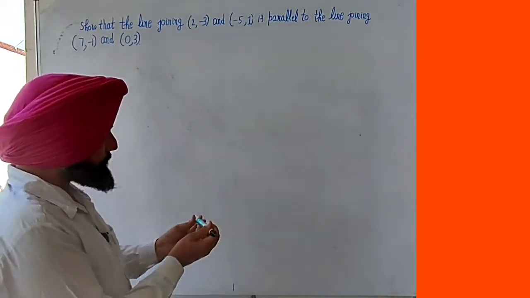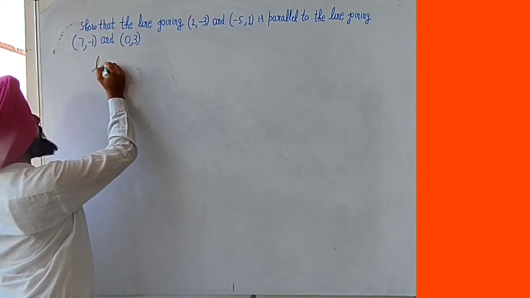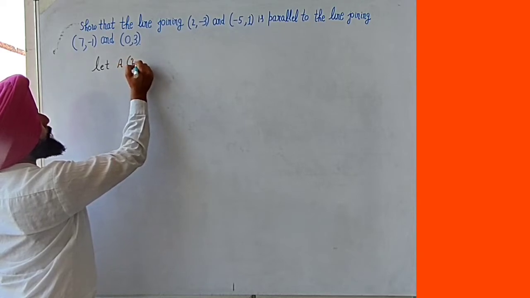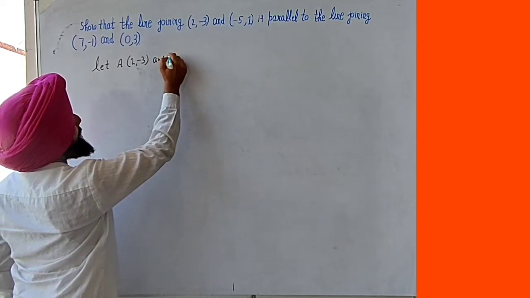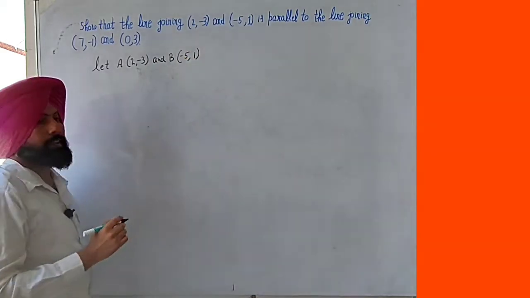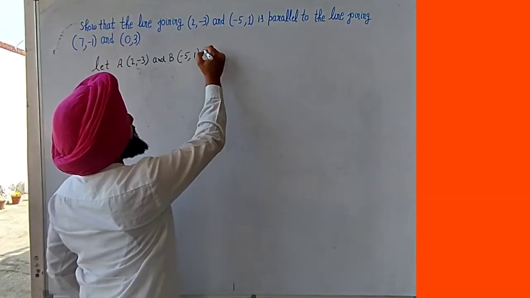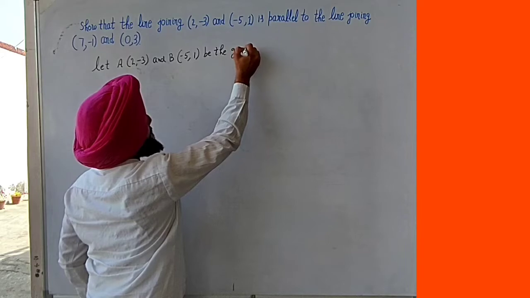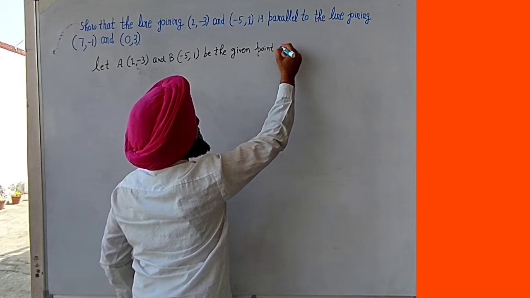Now let A (2, -3) and B (-5, 1) be the given points of the first line.